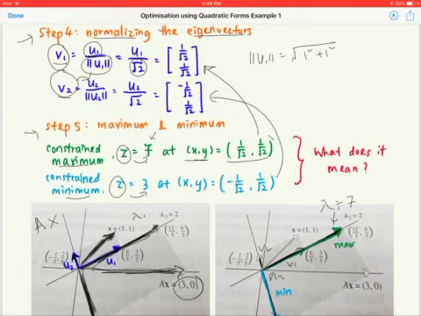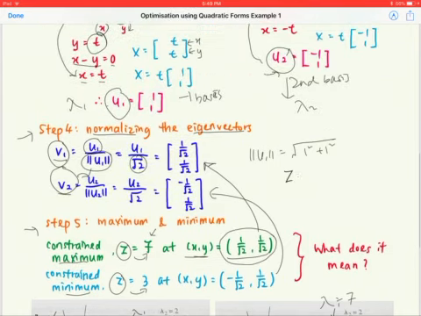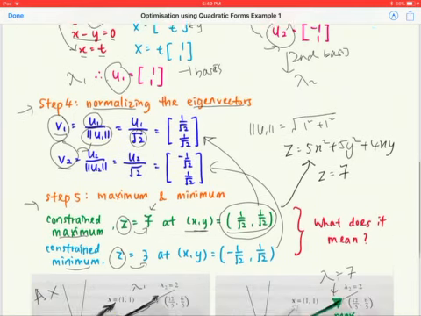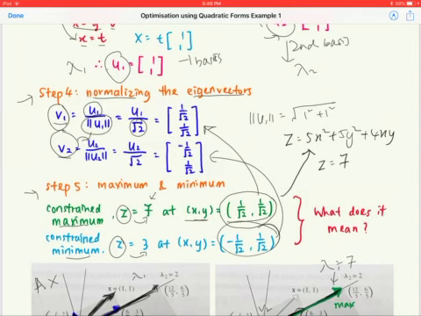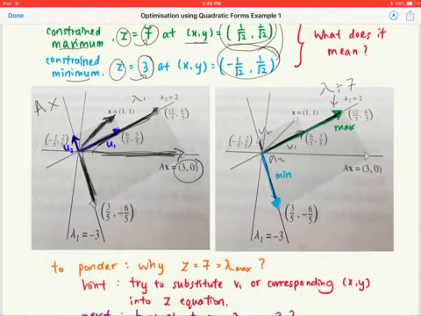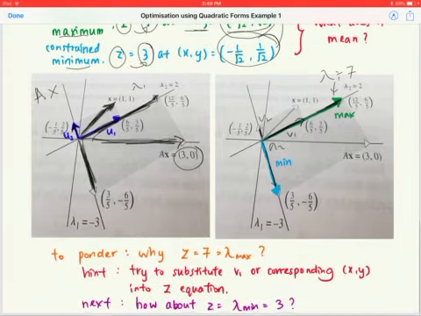If you want to check your answer, you substitute this value into the original equation, z equals 5x squared plus 5y squared plus 4xy. You substitute the values of x and y, and you end up with the same answer, z equals 7. And if you do the same for this, you'll get z equals 3. That's why you can directly use the eigenvalues for the maximum and minimum.